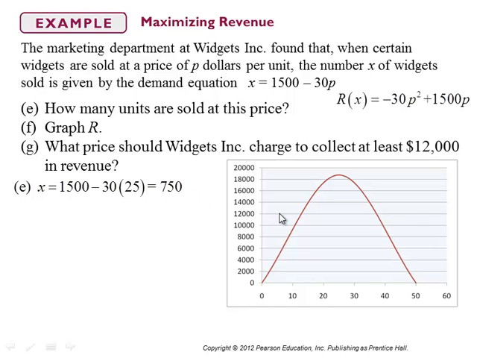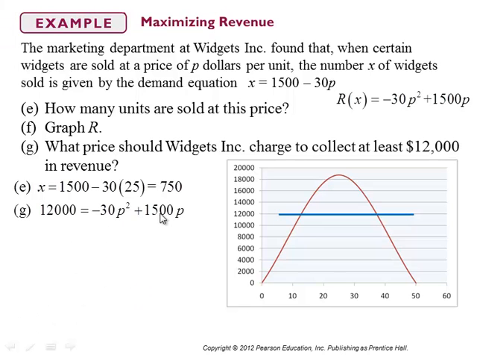Well, okay, where's 12,000? 12,000 is right across here. So as long as we're between some values of P that we're going to solve for, then the revenue is going to be above 12,000. So at what price is the revenue equal to 12,000?